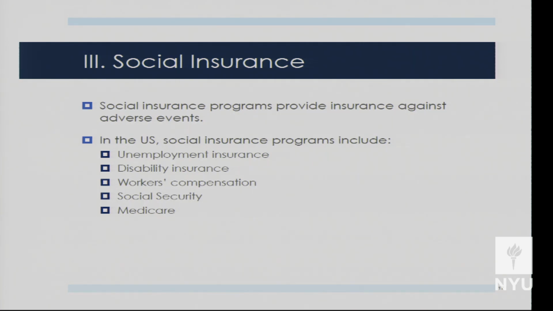In the U.S., social insurance programs include UI, unemployment insurance, which is insurance against the adverse state of being unemployed. Disability insurance, which provides insurance against the adverse state of having a career-ending injury. Workers' compensation, which insures against the adverse event of being injured on the job, such that you're temporarily unable to work. Social Security, which insures an individual against the adverse event of outliving your savings. And Medicare, which insures an individual against the adverse event of having extremely high medical expenditures in old age.